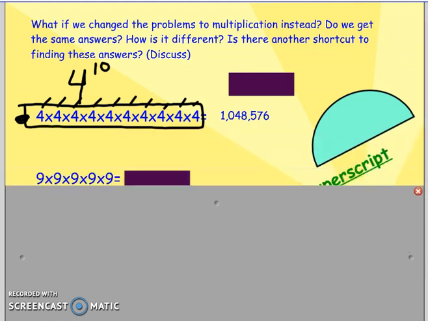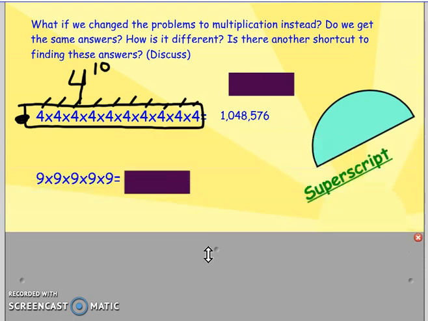So then, what about our 9s? Well, this one would be written as 9 to the 5th power. Well, there's no 5s in here. That's okay. That's how many 9s we have. We have 5 9s. So this is 9 to the 5th power.